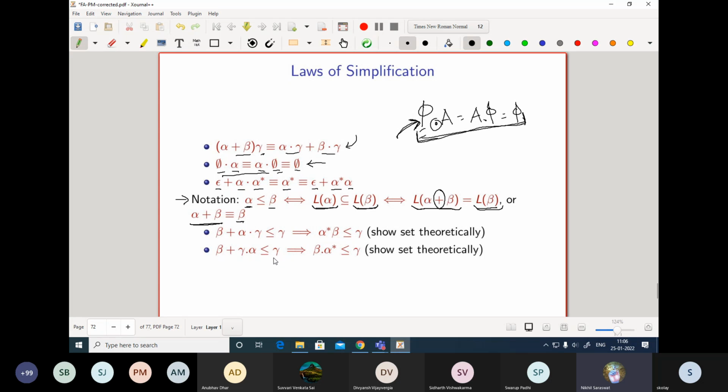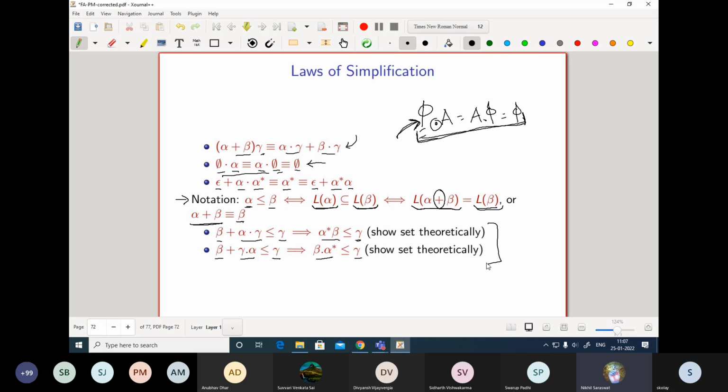Now, using the languages matching these subsets, set theoretically show that beta plus alpha gamma is less than or equal to gamma implies that alpha star beta is less than or equal to gamma. Beta plus gamma alpha is less than or equal to gamma implies that beta alpha star is less than or equal to gamma. You can show this set theoretically.